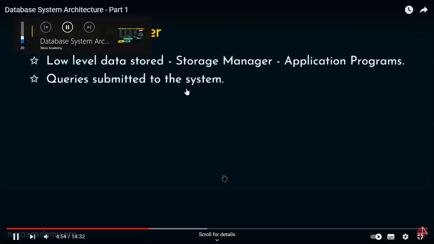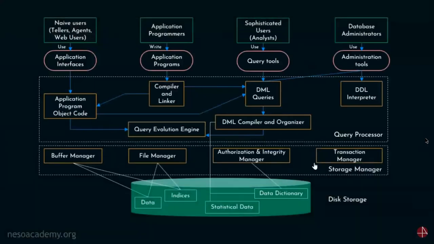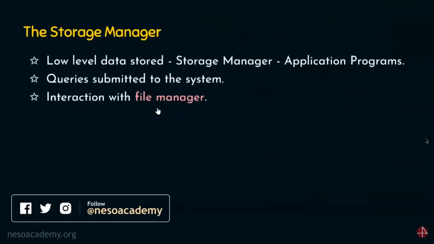What do we mean by this? If you see the architecture diagram, the query processor processes the queries and gives the request to the next level, which is the storage manager. That is why the third point says that this is also having an interaction that is received from the query processor to the disk storage. And this storage manager also has an interaction with the file manager.